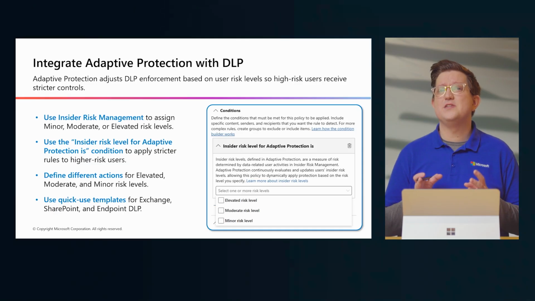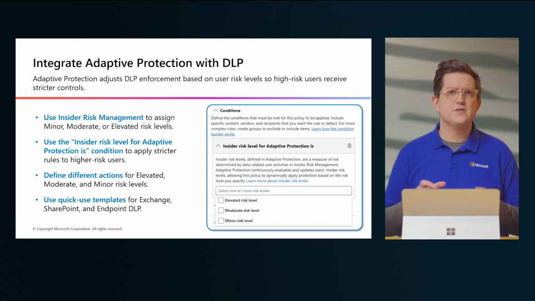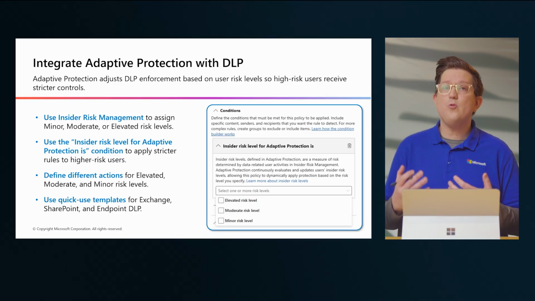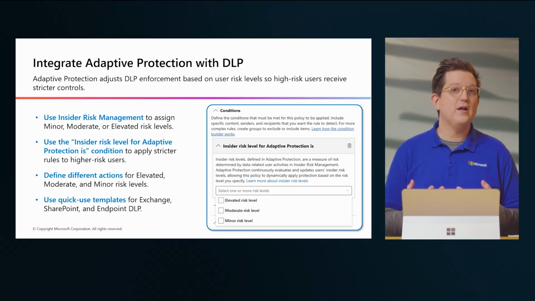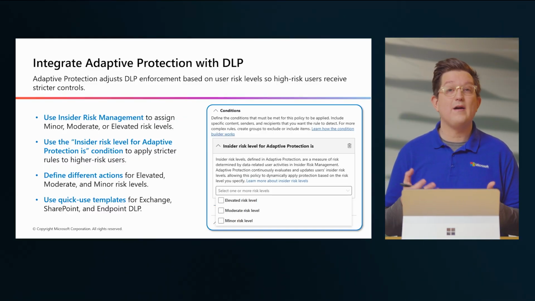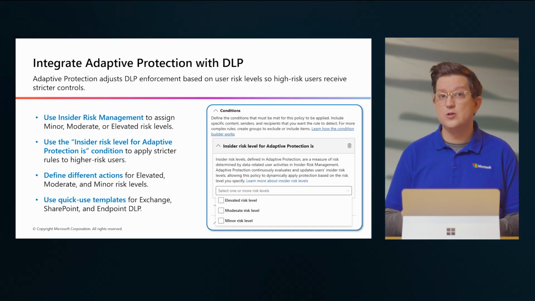Now, adaptive protection really is focused on removing friction for standard users, for everyday users, and ensuring that we can put in more restrictive policies that only apply at the moment that our users are at the highest level of risk or represent the highest level of risk to us.